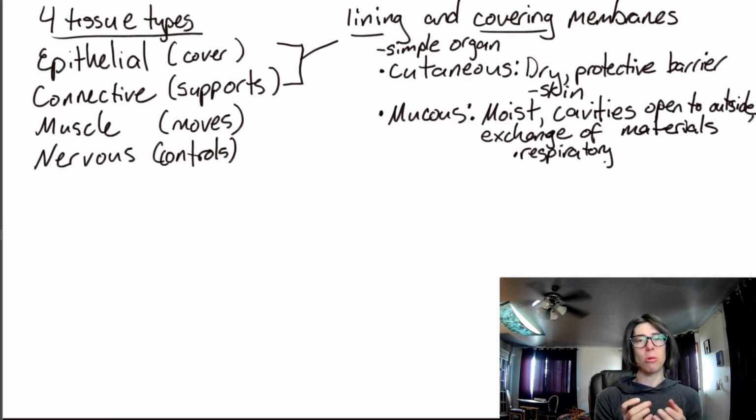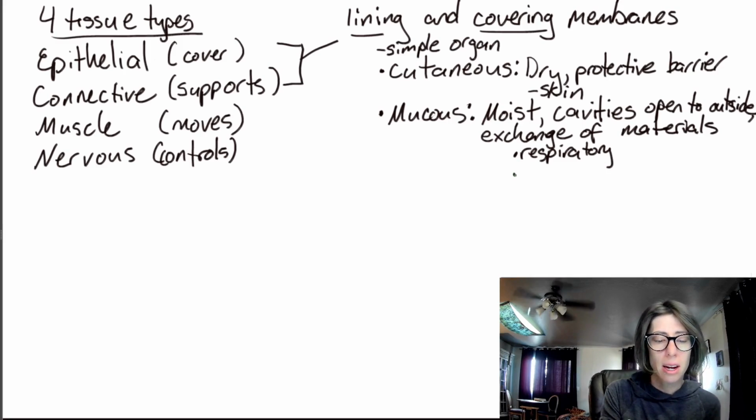Even though that membrane is so thin, that thinness makes it vulnerable, so that mucus helps protect it. So the respiratory system is a mucous membrane, and that's essential for exchange between the inside and the outside. And another place you see this is the GI tract, the gastrointestinal tract.